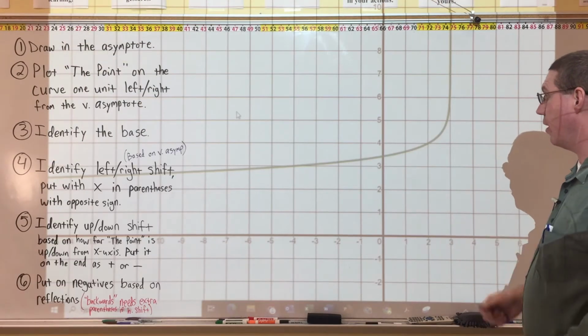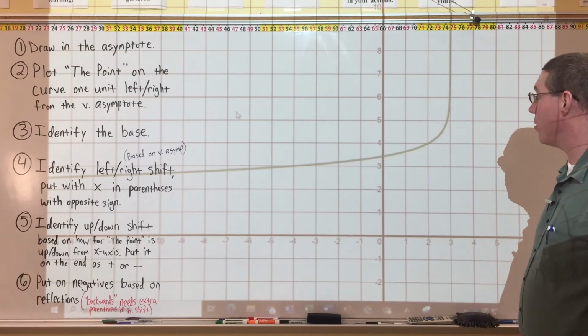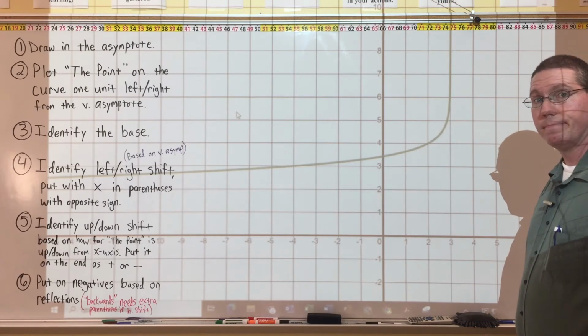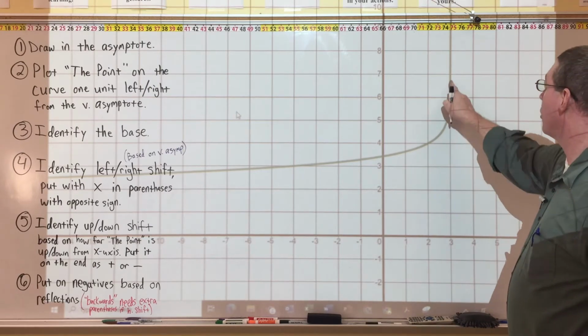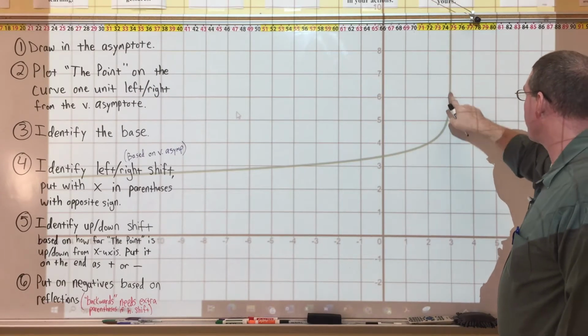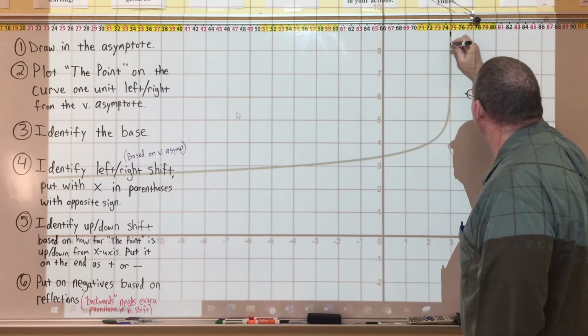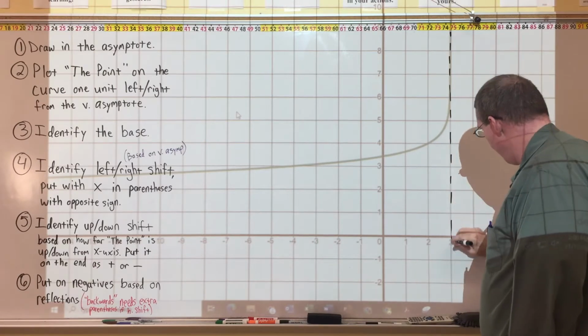All right, so here we have another example. Do you want to try and pause it and try it out on your own? All right, now let me give it a shot. Let's check your work. I can see that it goes real steep and vertical right here at this vertical line. So I'm going to draw in my vertical asymptote right here.